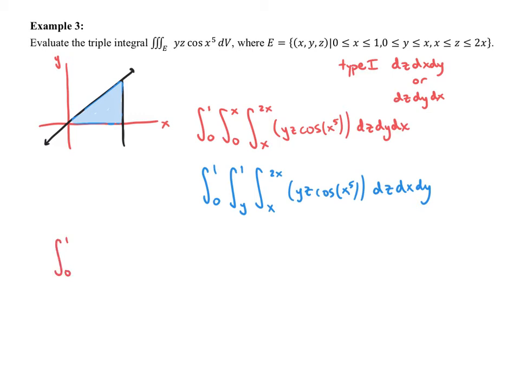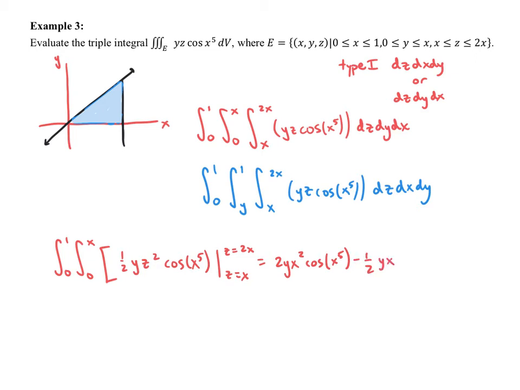So I have the integral from 0 to 1, then the integral from 0 to x. I do the antiderivative with respect to z. So I get 1/2 y z squared cosine of x to the 5th, evaluated at z equals x to z equals 2x. So that's going to give us 2y x squared cosine of x to the 5th minus 1/2 y x squared cosine of x to the 5th. And I'm going to go ahead and end it there for the moment.